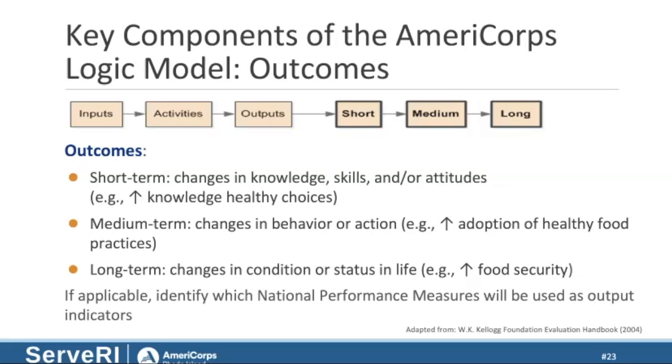Now, long-term outcomes will not happen in the year-long period of the grant. These are aspirational. If applicable, identify which national performance measures will be used as output and outcome indicators. Targets for short and medium-term outcomes should be achievable in the year of your grant.